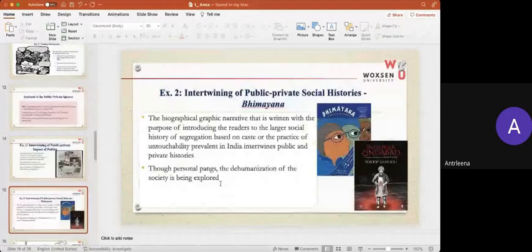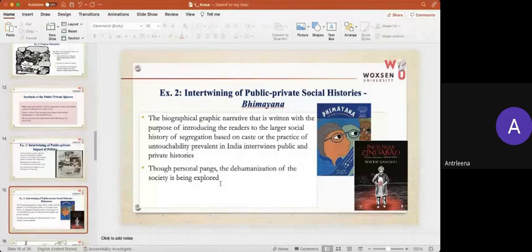Let me give you another example, again from Bhimayana, and many of you might be familiar with the text. Through this biographical text, we get to see the social scenario. We get exposed to the horrors, rather, I like to use the word horrors, of the caste system through Ambedkar's life.